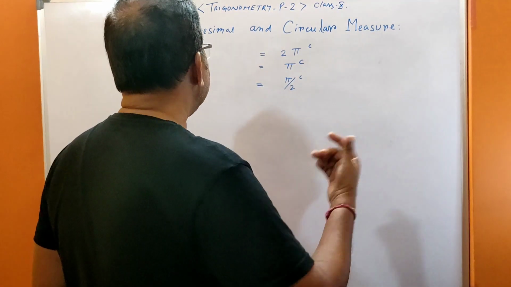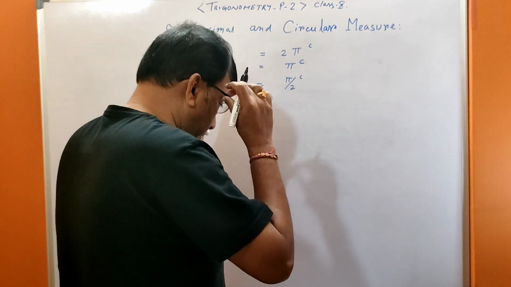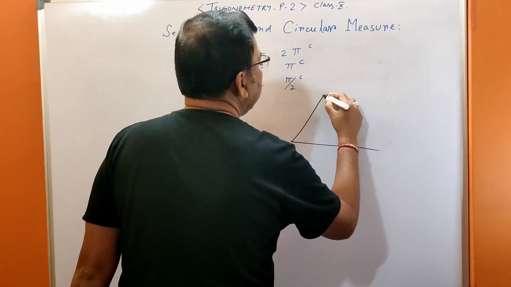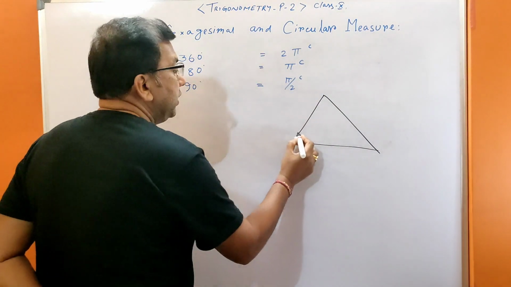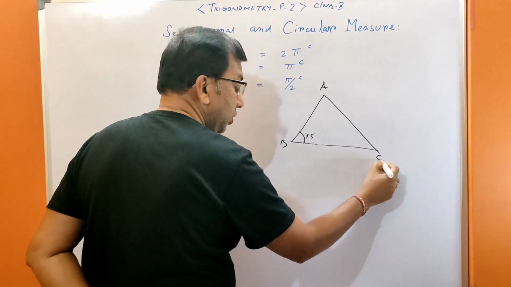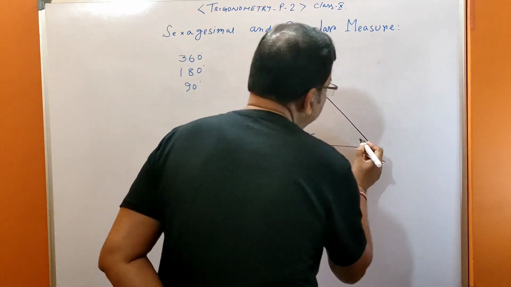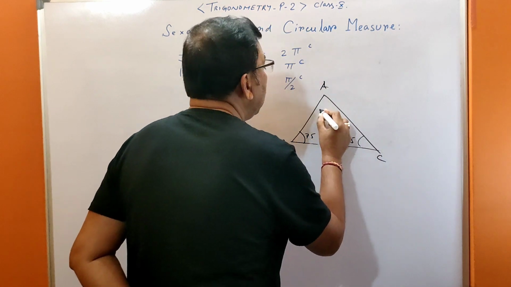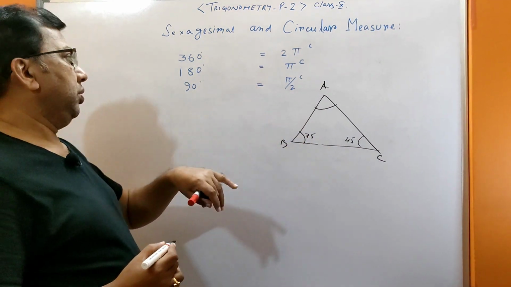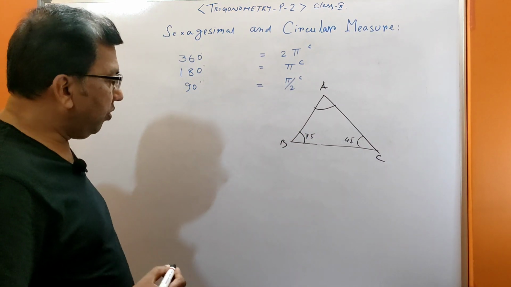Okay. Suppose a sum is given. There is a triangle ABC, with angles 75 and 45. A short question will come: find the value of angle A in both the sexagesimal and circular measures. It is easy. How to do it?